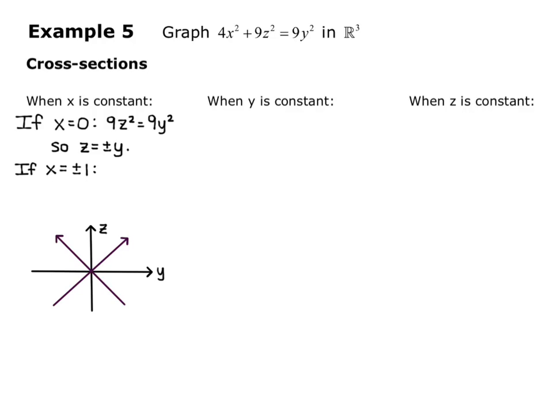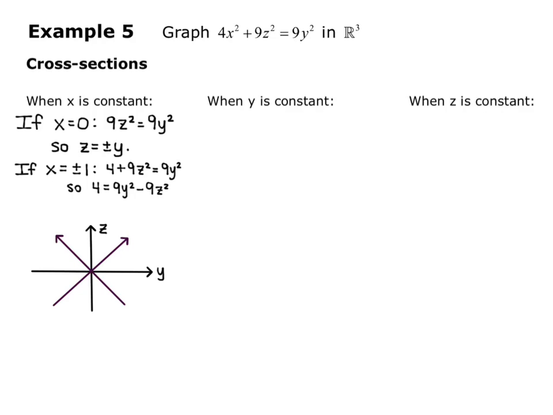So remember, we're just getting an idea of the cross sections, so you can pick a value for your x and just figure out what the cross section looks like for that value, just to get an idea. So if x is plus or minus 1, then we get 4 plus 9z squared equals 9y squared. And if we solve for the constant, then we get 4 equals 9y squared minus 9z squared.